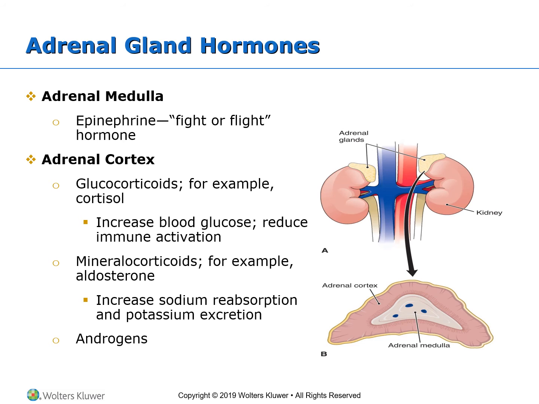Mineralocorticoids are involved in the electrolyte balance. They control the sodium reabsorption, while the potassium will be eliminated at the kidney level. And the main hormone among the mineralocorticoids is aldosterone.